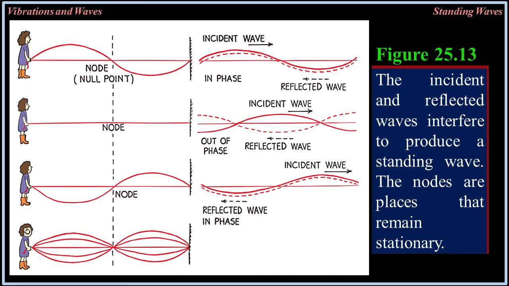You can produce a variety of standing waves by shaking the rope at different frequencies. Once you find the frequency that produces a standing wave, doubling or tripling the frequency will also produce a standing wave. 25.13. The incident and reflected waves interfere to produce a standing wave. The nodes are places that remain stationary.